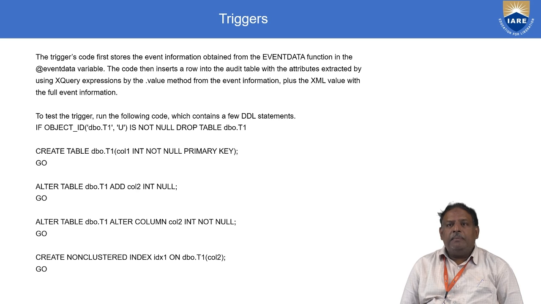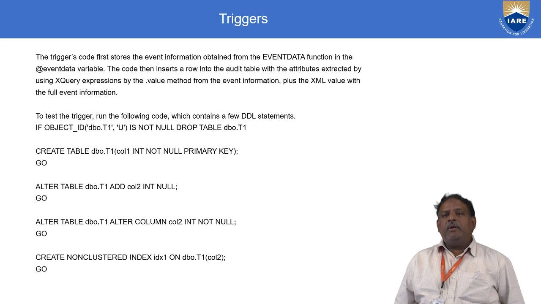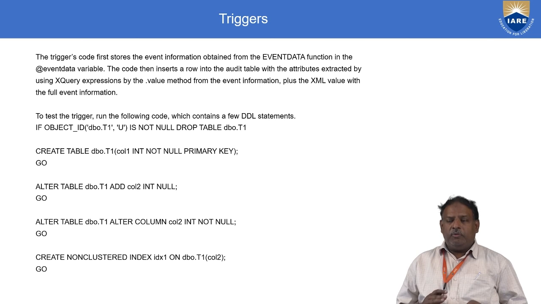Here I'm dropping the table if it exists. So I'm creating a table called T1. This is my first step. First operation is to create a table called T1. Then I am altering the table to add a column called column 2. Then again I am altering the table to make it not null. And I am also creating a non-clustered index on T1 for column 2. In total I am doing 4 operations.